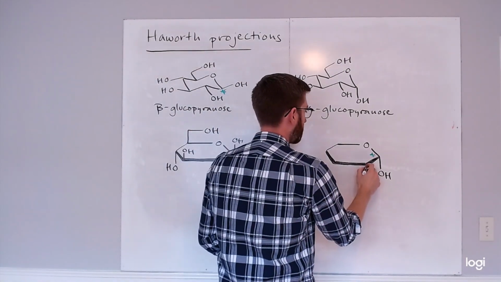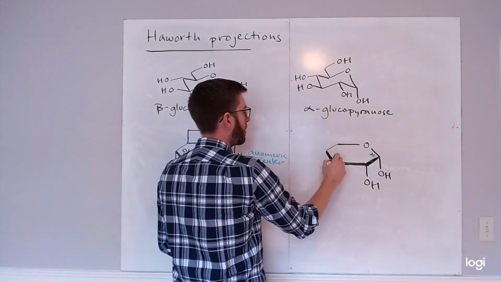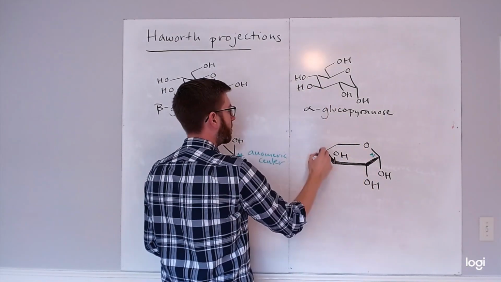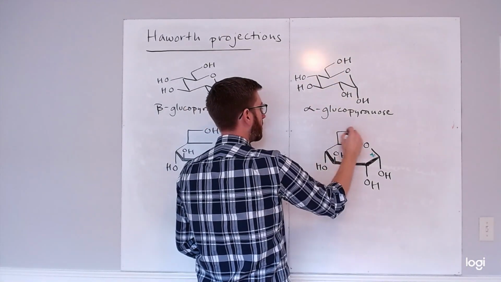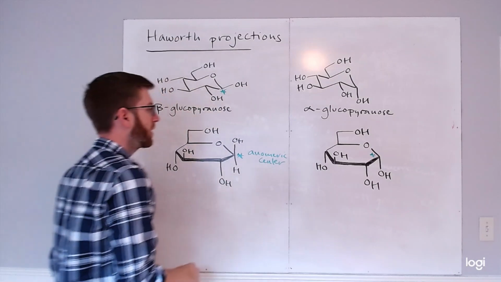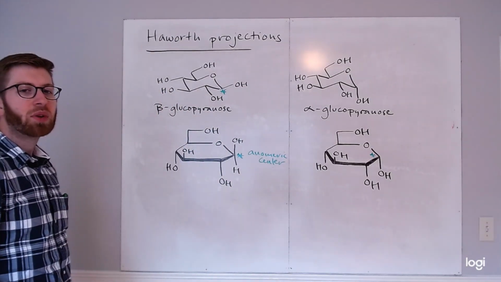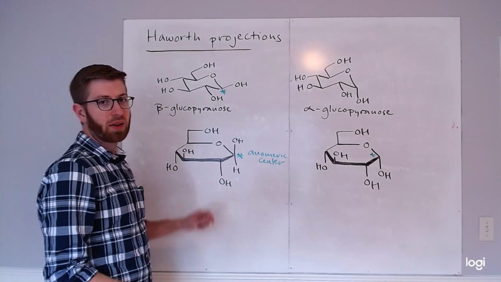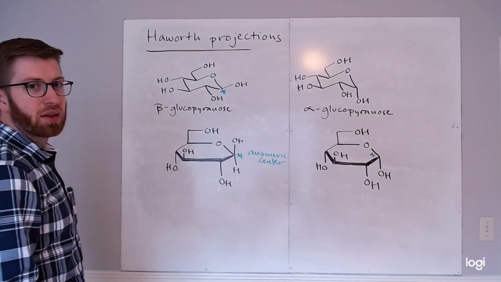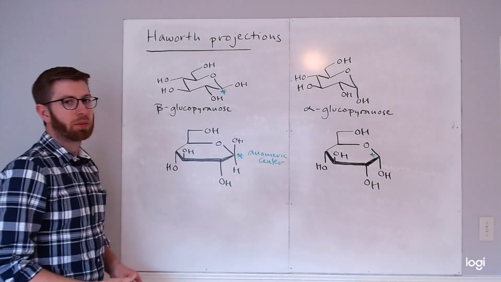So my OH group at C2 will be pointed down, C3 is up, C4 is down, and then the CH2OH group is pointed up. So what I should see if I compare my two Haworth projections is a point of difference only at the anomeric position. Remember, that's what makes these two things anomers. And it looks to me that that's true. So this is a Haworth projection for alpha-glucopyranose.